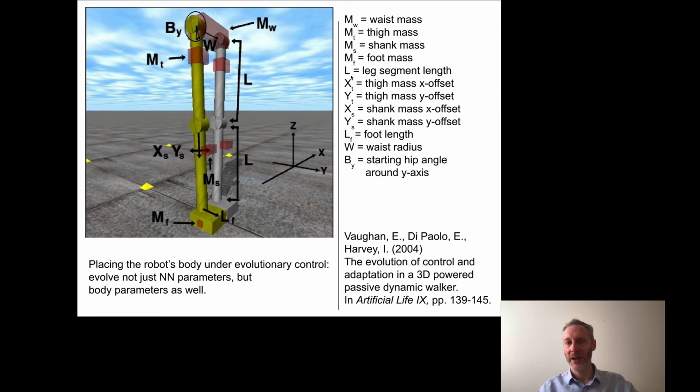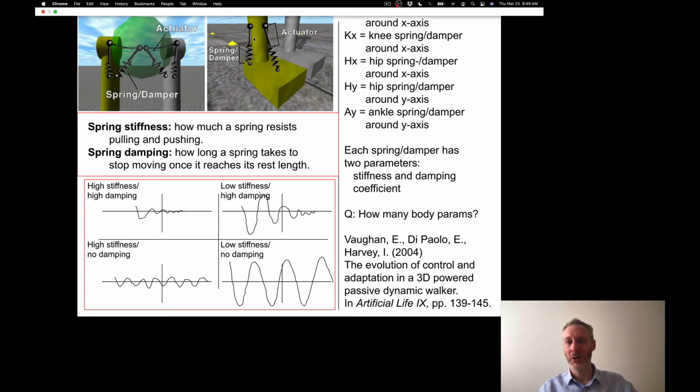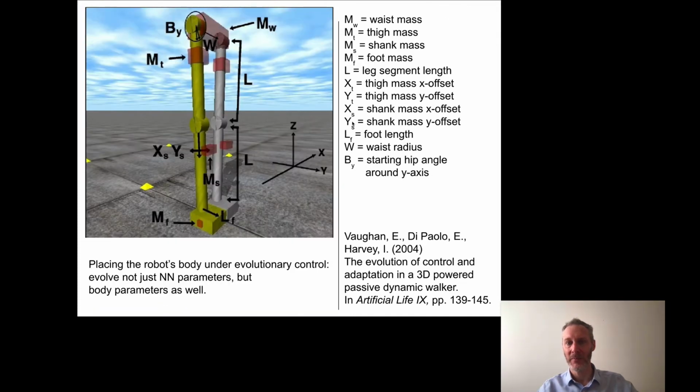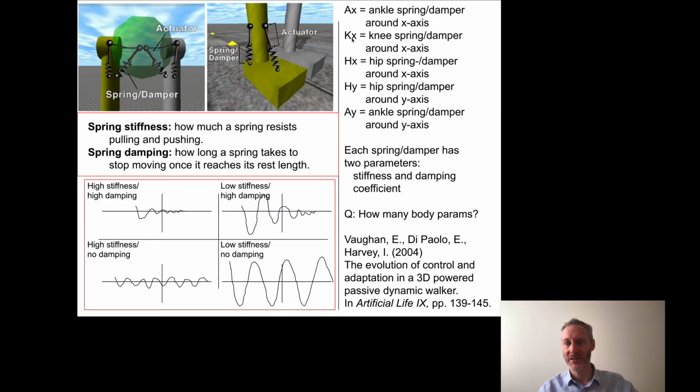One, 2, 3, 4, 5, 6, 7, 8, 9, 10, 11, 12, 13, 14, 15, 16, 17, 18, 19, 20, 21. Very close. 21 parameters. Did I get that right? Let me count again: 1 through 22. 22 parameters in total. We have a vector with 22 numbers, and those 22 numbers are going to allow us to construct this robot.